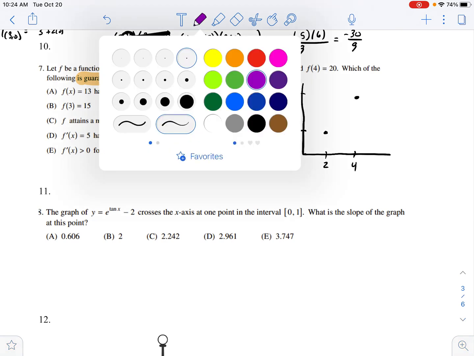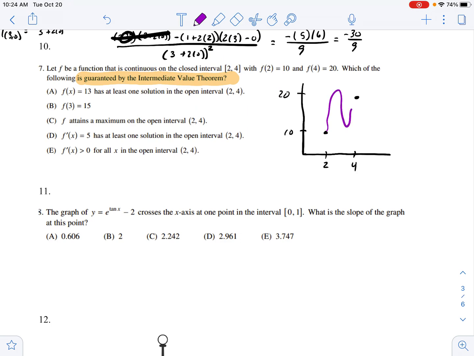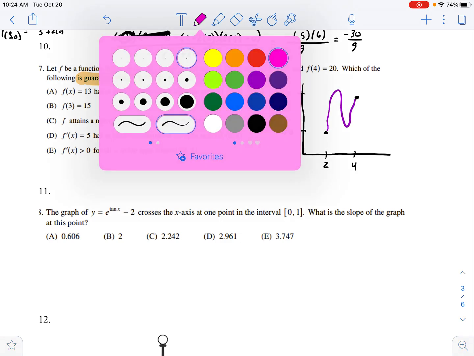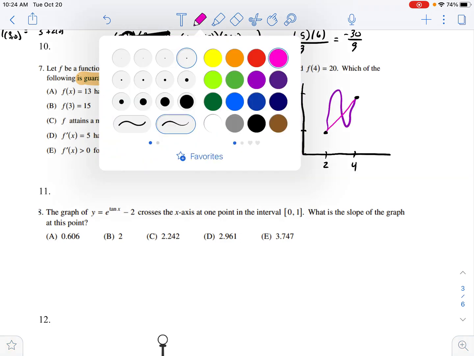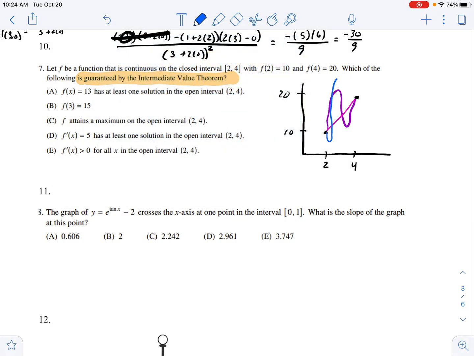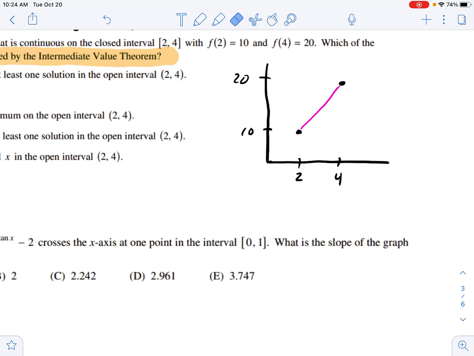We know this function is continuous. Now, we don't know what exactly it's doing. It could be doing something like that. It could be a straight line. It could be doing any number of things. It could be going up, down, real high. We have no idea, but we do know it's continuous. Since it's continuous, basically the easiest thing to look at is this pink one.